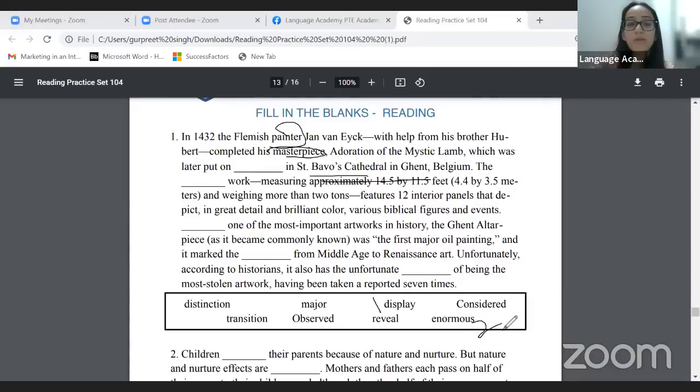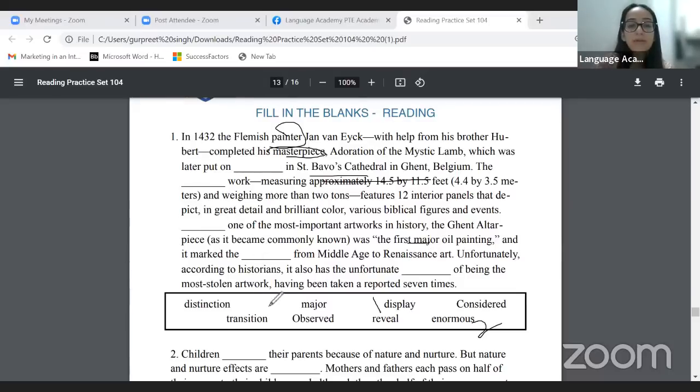4.4 by 3.5 meters. 11 feet long. So 11 feet has nothing to do with major. Feet means height. We are talking about numbers. So we are talking about how big it is. And weighing more than 2 tons. Features 12 interior panels that depict in great detail and brilliant color various biblical figures and events. Dash, one of the most important artworks in history. The altarpiece was the first major oil painting. This is major. They are telling us. We cannot come to know it was major or not.